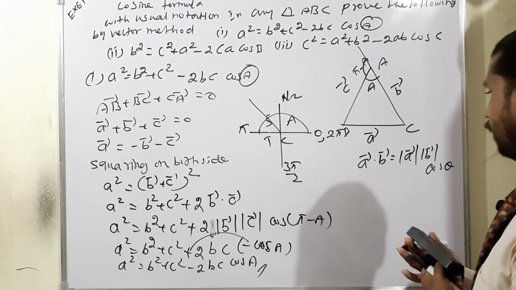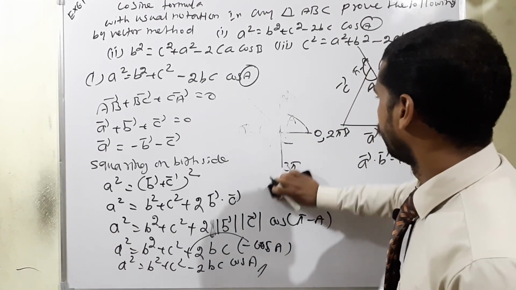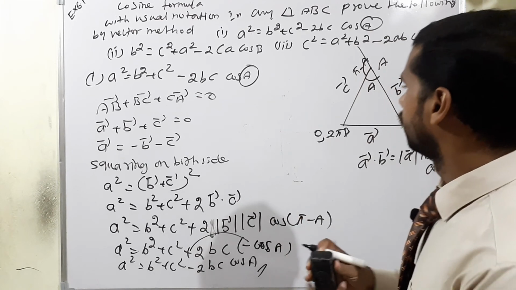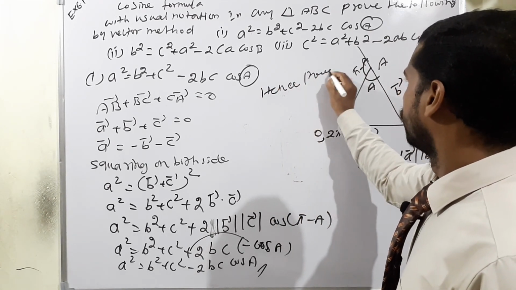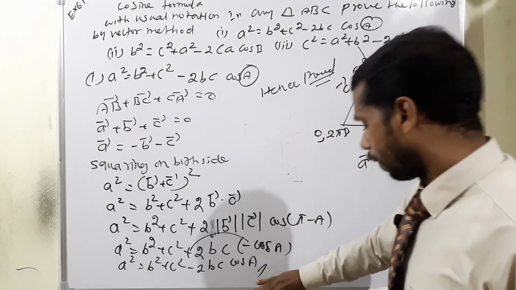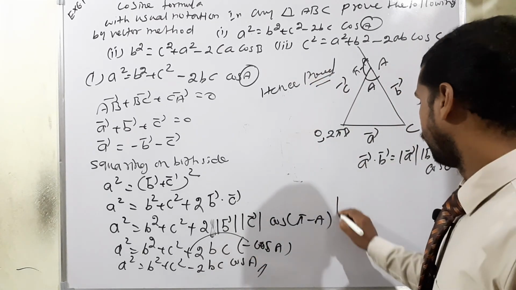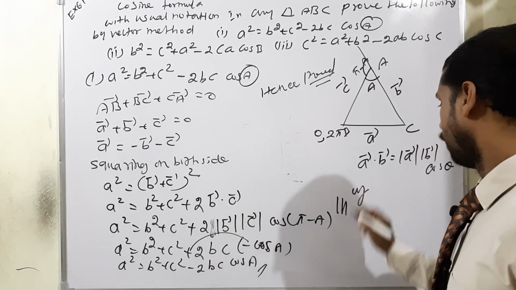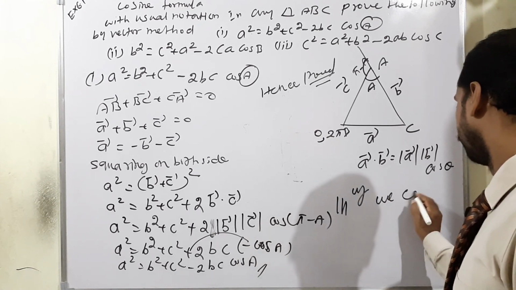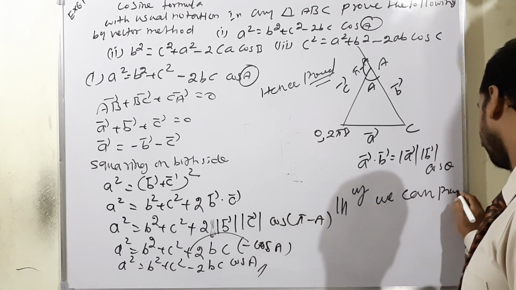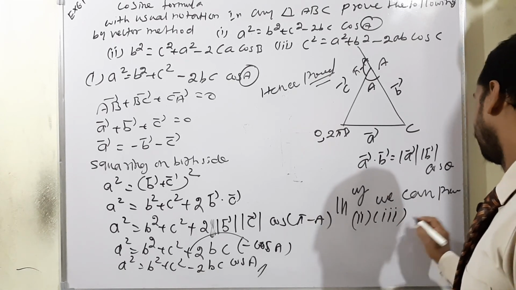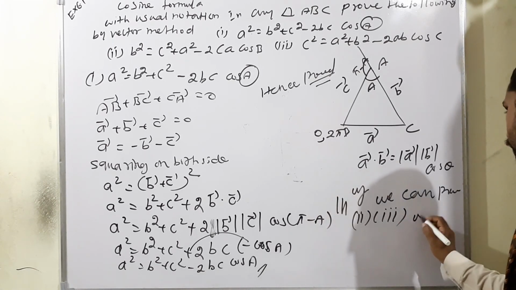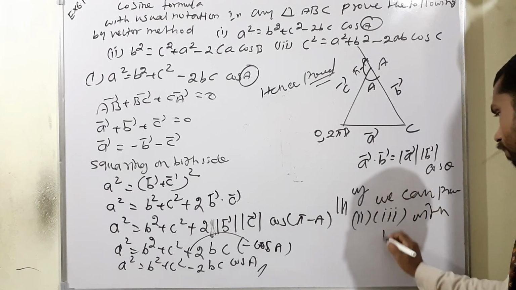This is one of the important lines, you should write it, each and every one: hence proved. Okay, this is subdivision 1. Similarly we can prove subdivision 2 and subdivision 3 with the same result, with the same steps.